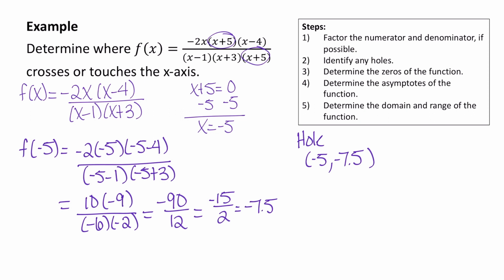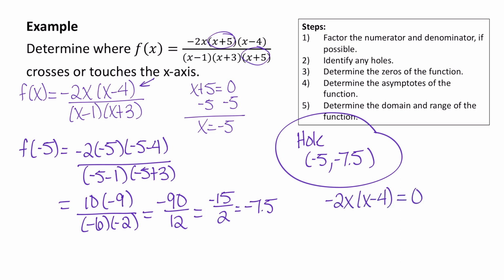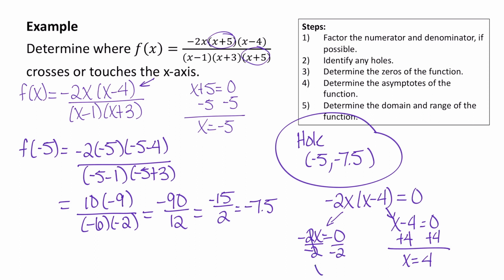Now let's figure out any zeros of the function. Remember, zeros will occur where the function equals 0. So we're going to take this numerator and set it equal to 0. So we have -2x(x - 4) = 0. So that tells us that -2x = 0 and x - 4 = 0. When we add 4 to both sides, that tells us that x = 4. And then we divide both sides by -2, and we get x = 0. So the x-intercepts are going to occur at (0, 0) and at (4, 0).